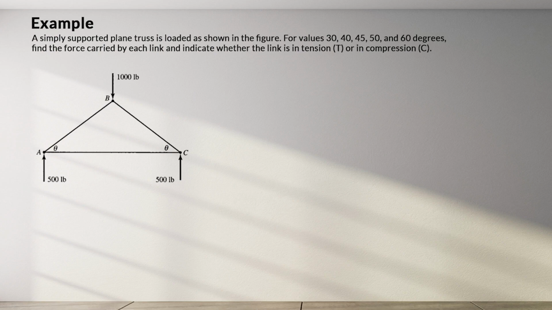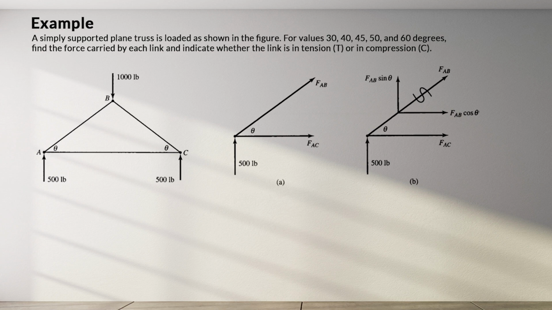A simply supported plane truss is loaded as shown in the figure. For theta values of 30, 40, 45, 50, and 60 degrees, find the force carried by each link and indicate whether the link is in tension, T, or in compression, C. The first step is always to draw the free body diagram for the joint. Here, it is joint A.